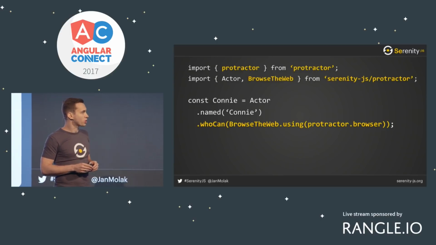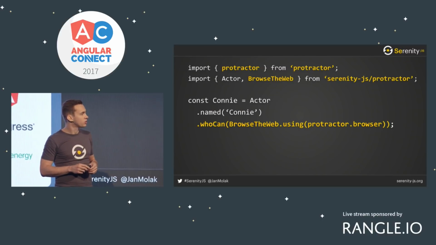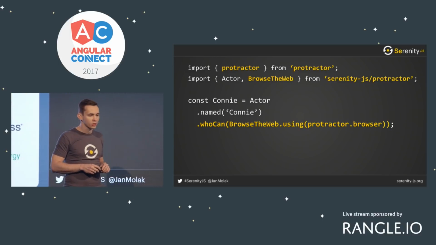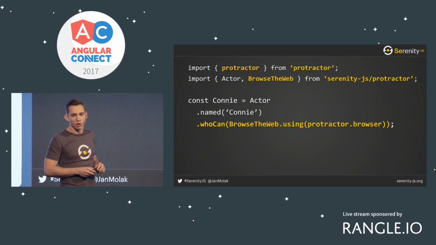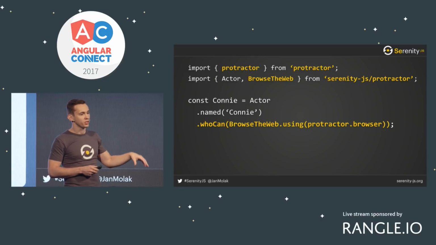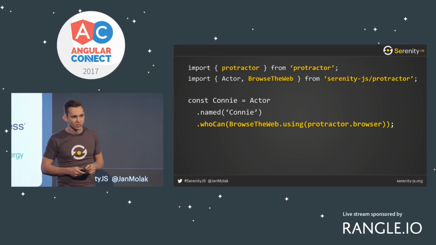So how does this work with Protractor? Well, we grab the protractor object from the protractor package, and we tell the actor to use the ability to browse the web. So in our case, we say that we have an actor named Connie who can browse the web using protractor browser. That's how we inject the actual client into the ability and the ability into the actor. But when you read it, I think you can easily imagine that even non-technical people can easily understand what your test is all about.